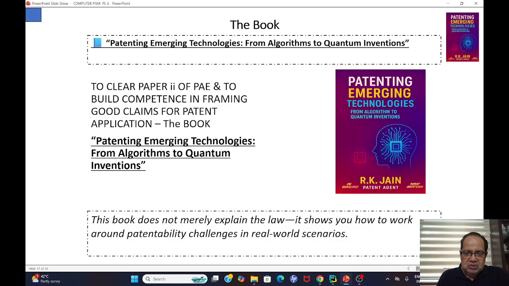This book does not merely explain the law or the requirements of the patent office. It takes examples to tell you how to work out patentability challenges in real world scenarios. Primarily, how to circumvent the exclusion under section 3K, by which all the four categories, including computer program per se inventions, would be termed non-patentable.